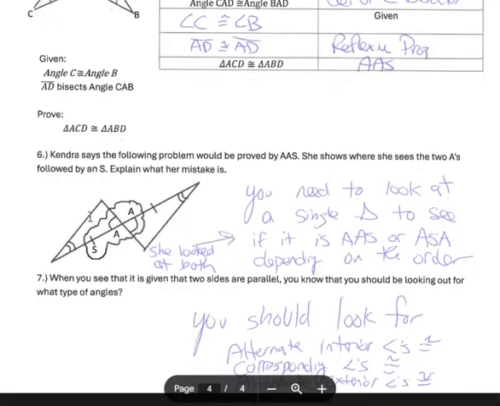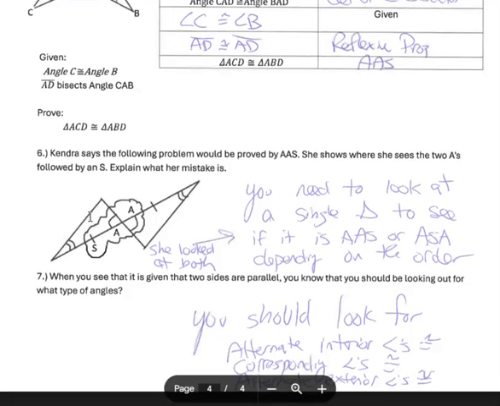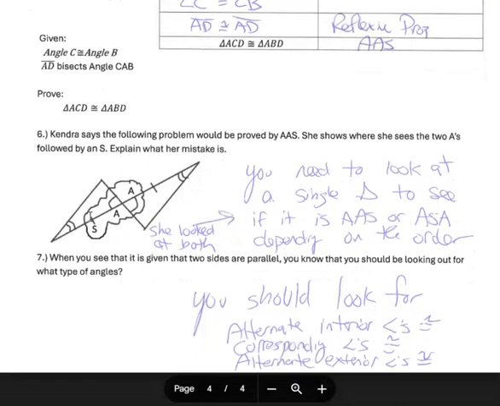Next one, Kendra says the following problem should be proved by AAS. She shows where she sees two A's followed by an S. What's her mistake? Well, what she did was she saw two A's, but one of the A's came from one triangle and one of the A's came from the other triangle. You can't do that. You got to look at a single triangle. When you see that it is given that two sides are parallel, you know that you should be looking out for what types of angles: AIA, AEA, and CA.